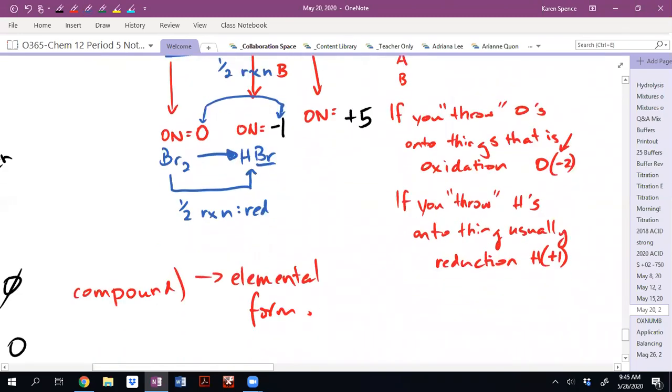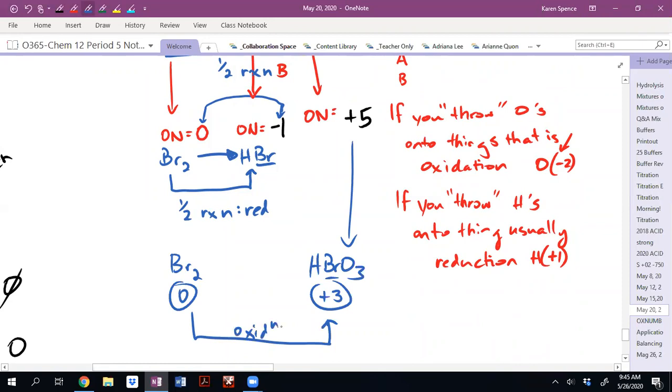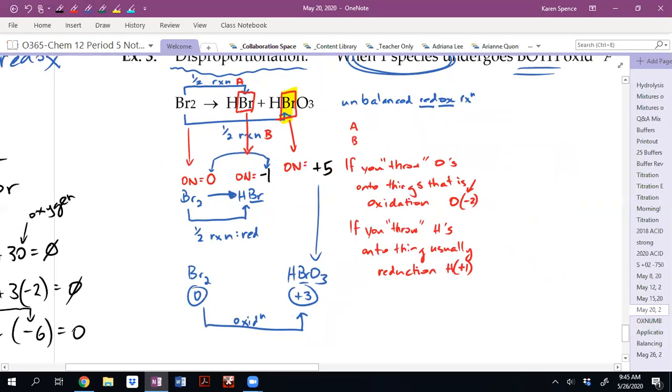Okay, and then if we are going from Br2, which is 0, to HBrO3, where the Br has an oxidation number of +5, that would be oxidation because the oxidation number got bigger. Okay. So all of that, we didn't really need to do any of that to solve this question, by the way. This was just review because I want to make sure that you guys are good with finding your oxidation numbers, identifying which is the reduction half reaction and which is the oxidation half reaction.